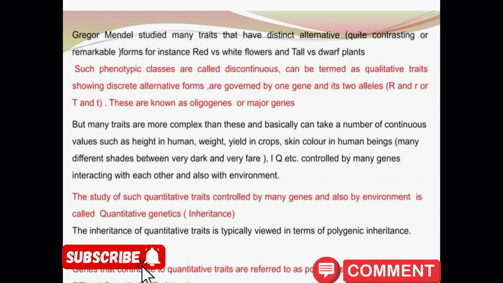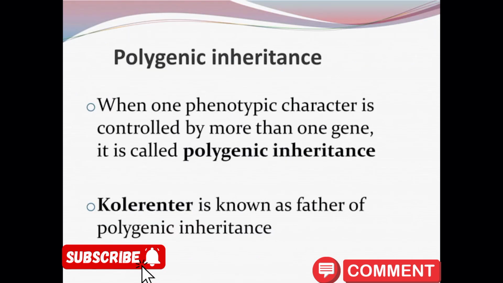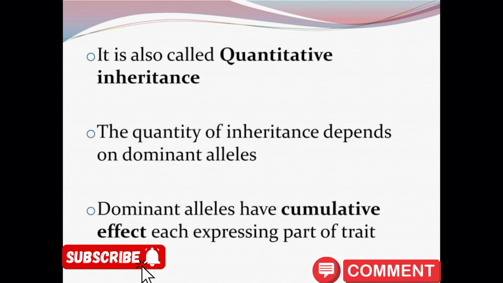The inheritance of quantitative traits is typically viewed in terms of polygenic inheritance. So when one phenotypic character is controlled by more than one gene, it is called polygenic inheritance. Reuter is known as the father of polygenic inheritance, as he studied polygenic inheritance for the first time. That's why he is known as the father of polygenic inheritance. It is also called quantitative inheritance.